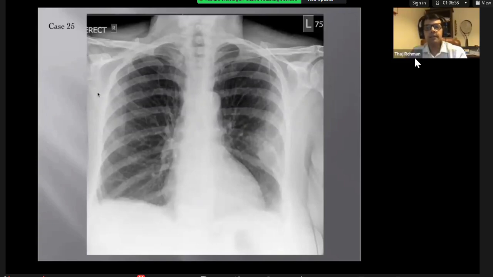Okay, this need not be a female. Men can also get breast cancer, but the clue is that there are extensive axillary clips suggestive of previous surgery. So this is most likely a metastasis.